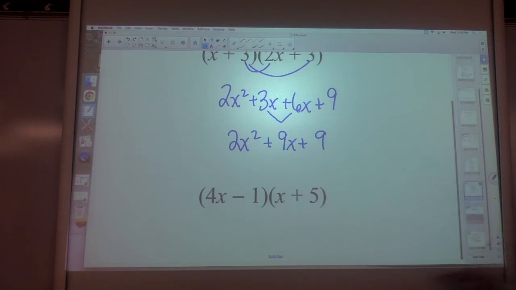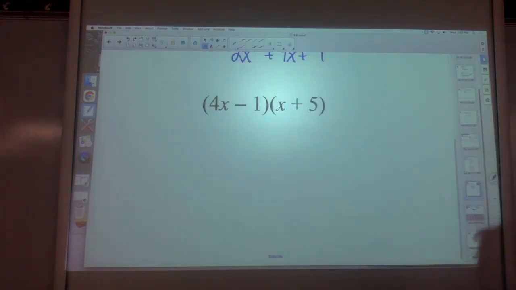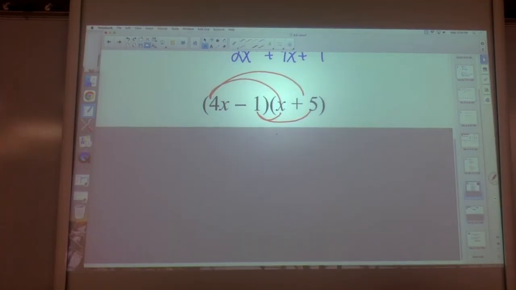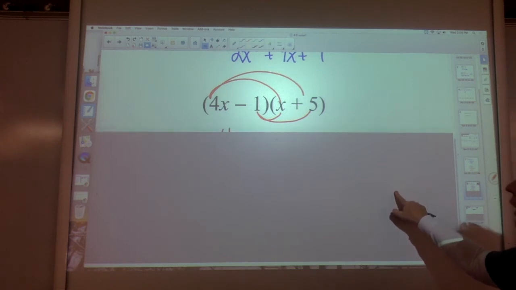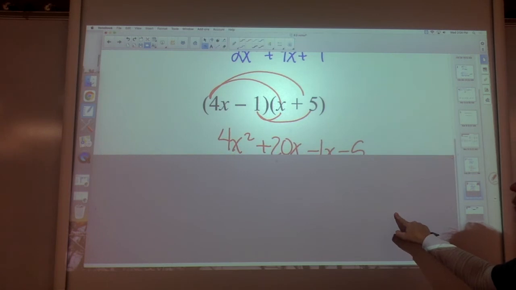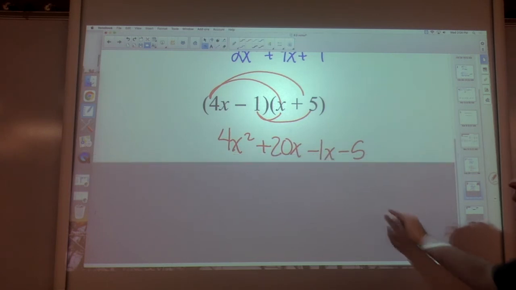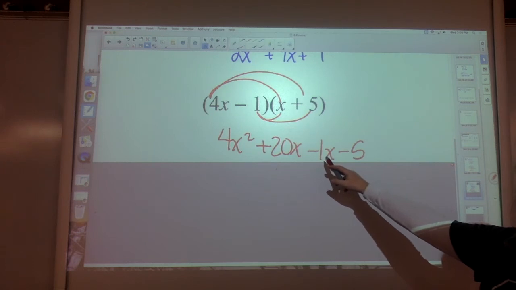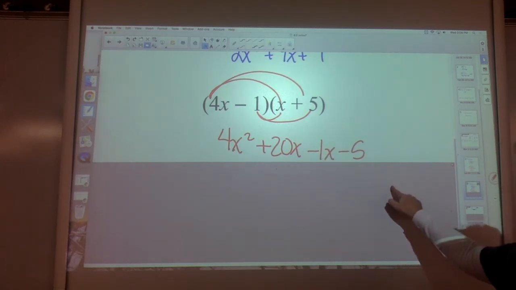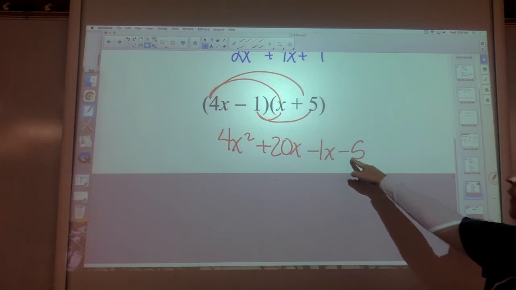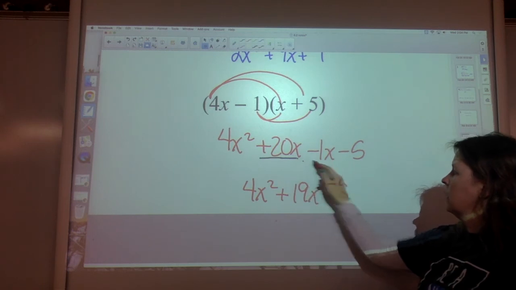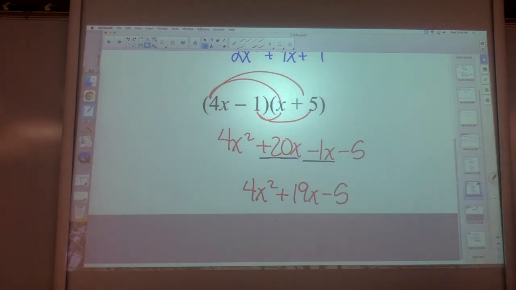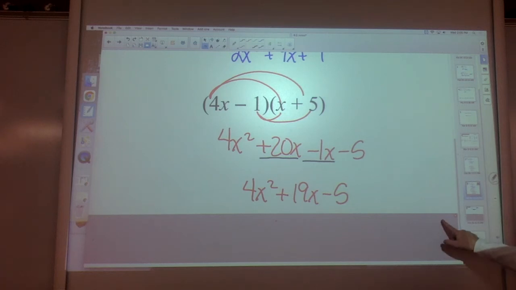Can you be that successful with a negative? Try it. Okay, let's see if you did it. Distribute the 4x and then distribute the negative 1. I did not highlight it for you. 4x squared plus 20x minus 1x. Yeah, I put a 1 in there for you, but it's in my work. It's not in my answer. Minus 5, negative 1 times 5. And when you combine your two like terms of plus 20 and minus 1, you should end up with 4x squared plus 19x minus 5.